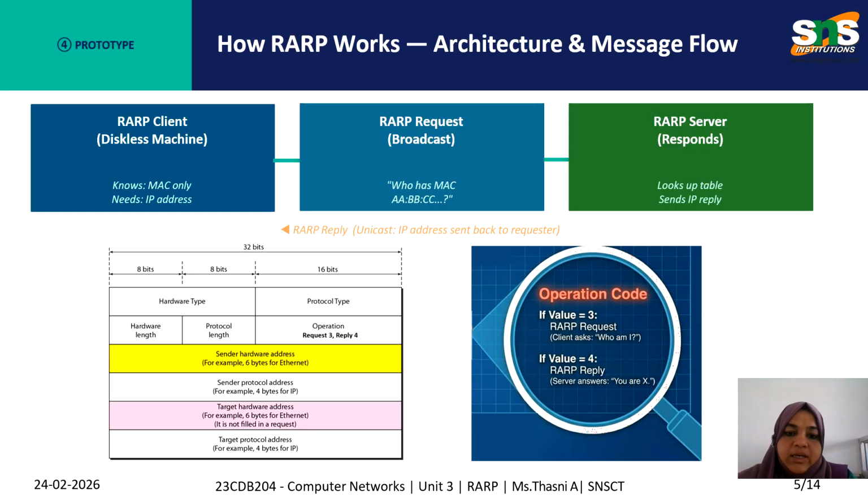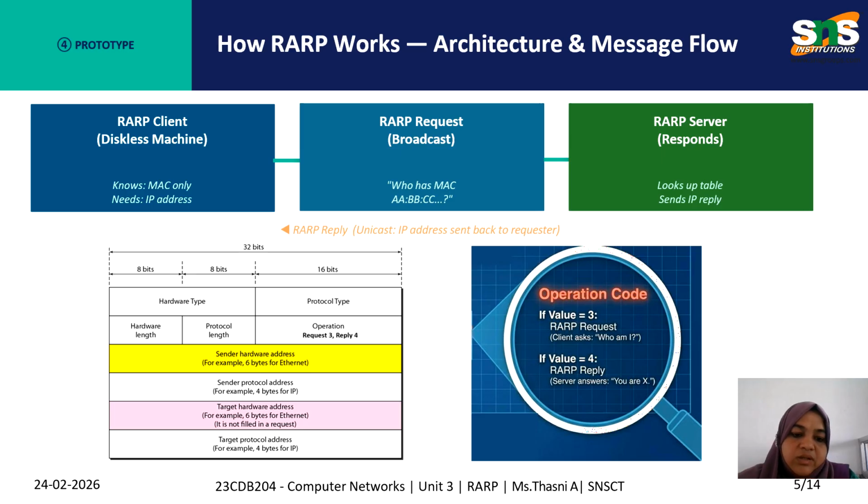Now, how RARP actually works: let's look at the architecture and message flow. First, we have the diskless machine, which is the RARP client. It knows only its MAC address, and it needs the IP address. Next, a RARP request is sent as a broadcast, like who has MAC AA, BB, CC. The server responds: it looks up its table and sends the IP reply. The RARP reply is unicast, so the IP address is sent back only to the requester, not to the others.